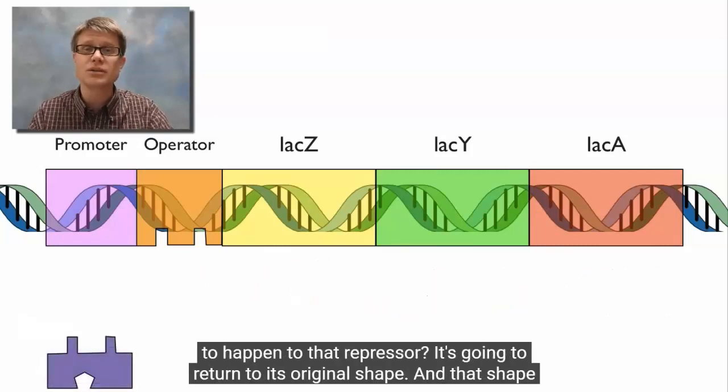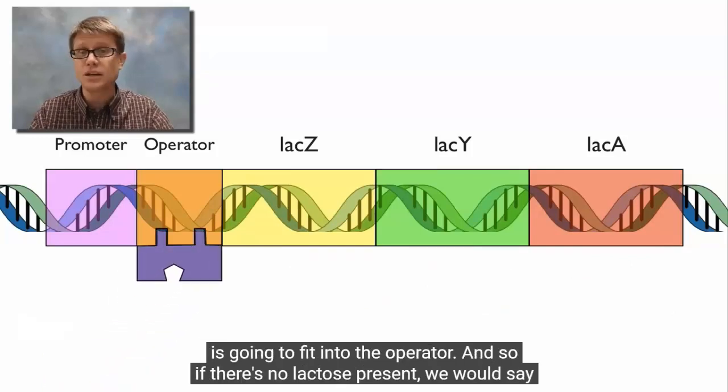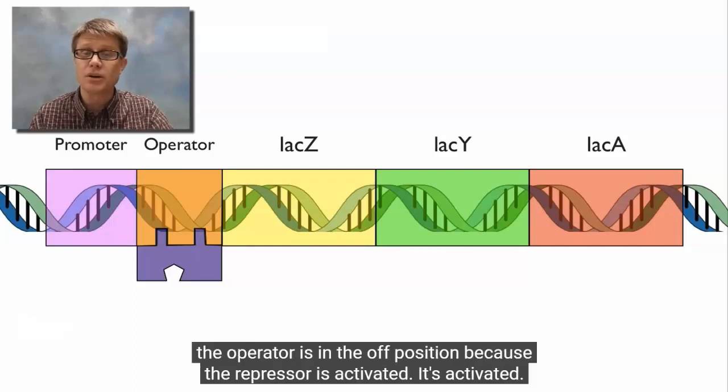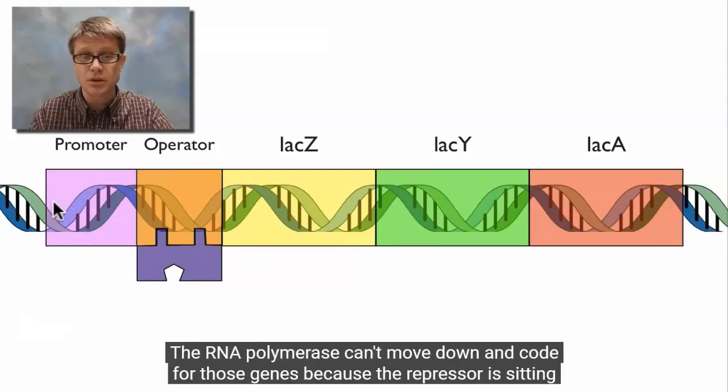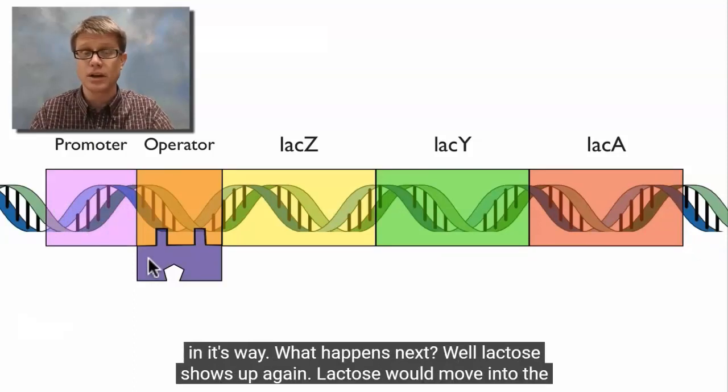What's going to happen to that repressor? It's going to return to its original shape, and that shape is going to fit into the operator. And so if there's no lactose present, we would say the operator is in the off position because the repressor is activated. It's sitting inside the operator. It's physically blocking the movement of that RNA polymerase. The RNA polymerase can't move down and code for those genes because the repressor is sitting in its way.